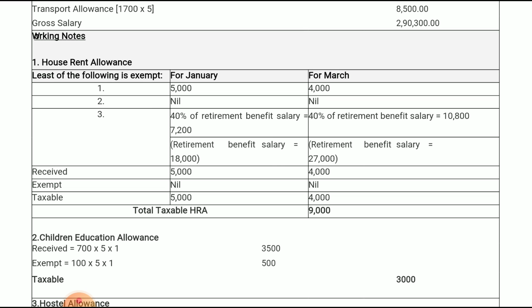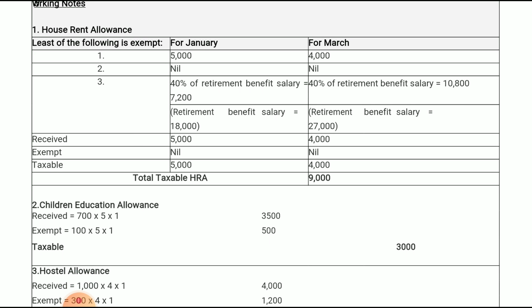Now come to the March case. Similarly here 4,000 is actual HRA received, rent paid minus 10% of salary is nil, while again 40% of salary, which means 27,000, it is 10,800. So least of this 4,000, 0 and 10,800, least of this is exempt. So that is 0. If you can see nil, that is exempt. So they have received 4,000 rupees, which means 4,000 rupees is taxable. Now total taxable HRA, 5,000 plus 4,000, 9,000 rupees is total taxable HRA.